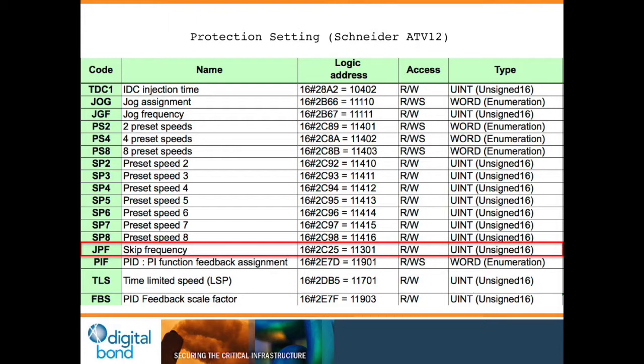So VFDs don't really protect because that skip frequency there is readable and writable. And by the way, that R/W in that setting means that you can write that setting while the drive is running. Think about that for a minute. So VFDs don't actually protect anything, right? They actually give attackers a recipe for breaking your controller.